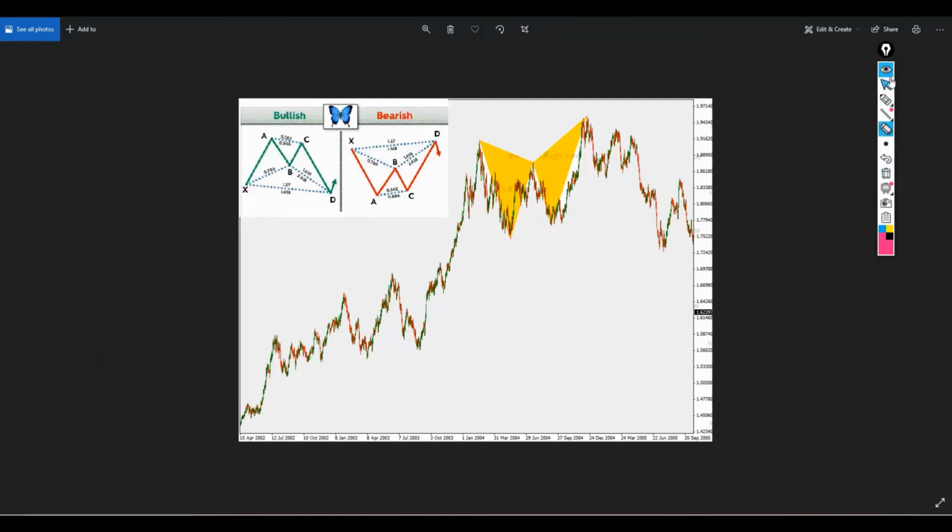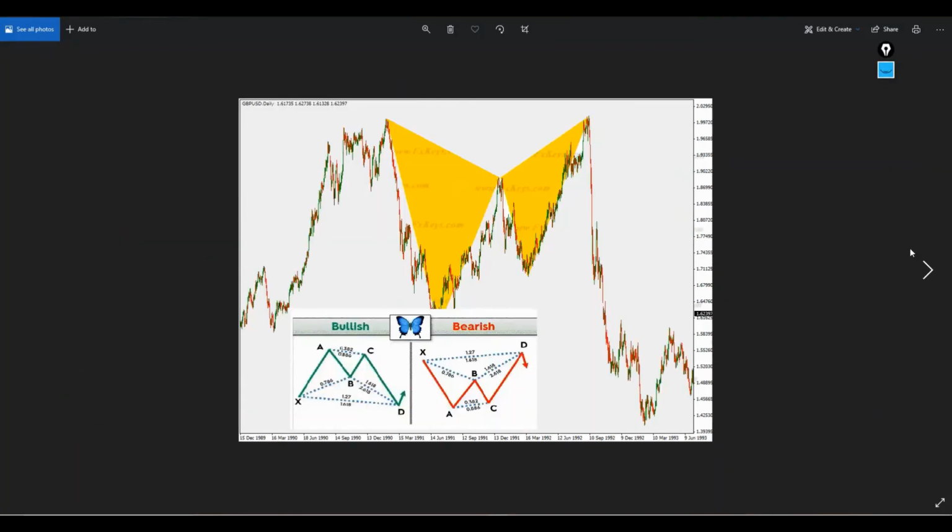Let's go to the next slide. All right, so pretty much the same story. This is the bearish pattern at the end of a bullish market. We find these patterns and we're going to trade them.